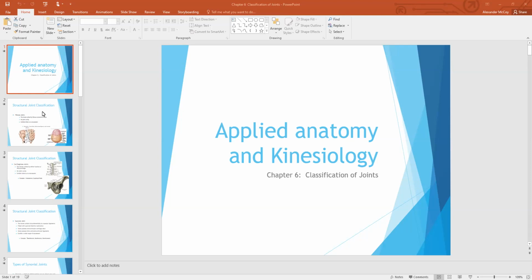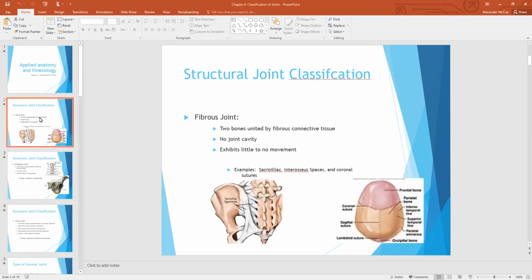So first of all, we have something called a fibrous joint. If you remember me mentioning the sacroiliac joint or the sutures in the skull, I mentioned there's not much movement and they're connected by a very, very taut connective tissue. So you have two bones that are united by this fibrous connective tissue, which makes sense, right? Fibrous joint, fibrous connective tissue. There's no joint cavity. So what does that mean?